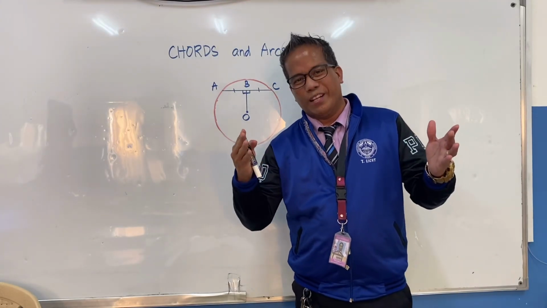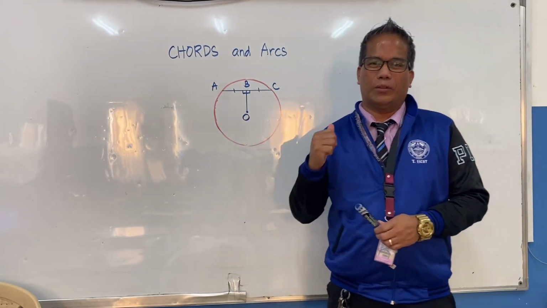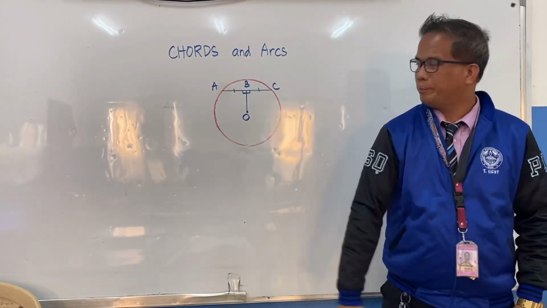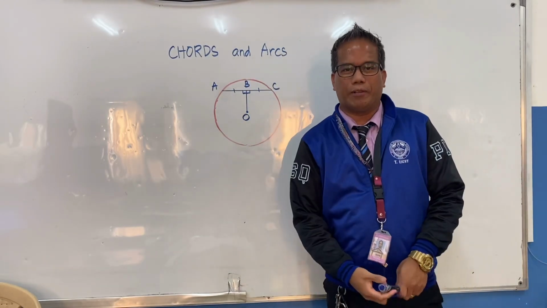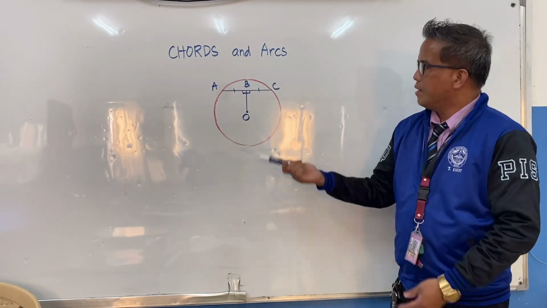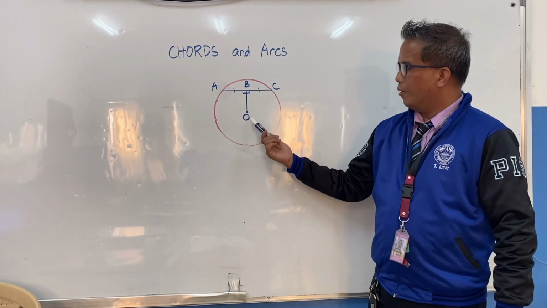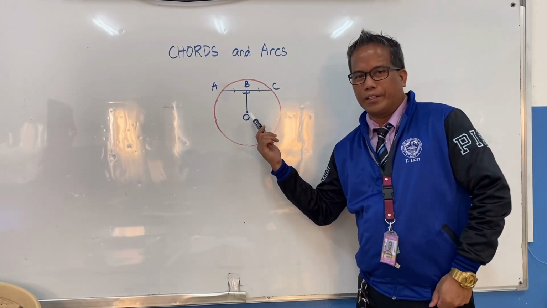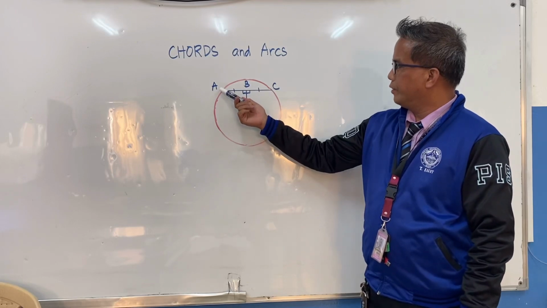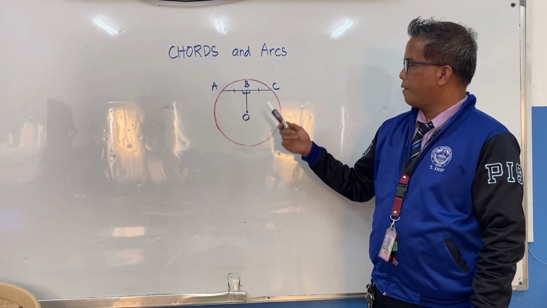Hello to everyone. For today's lesson, we are going to discuss chords and arcs. So let us study this figure in relation to our topic. We have circle O, so that is the name of the circle. Then we have a chord, segment AC.